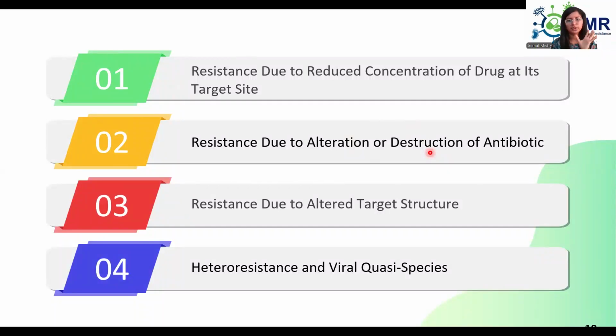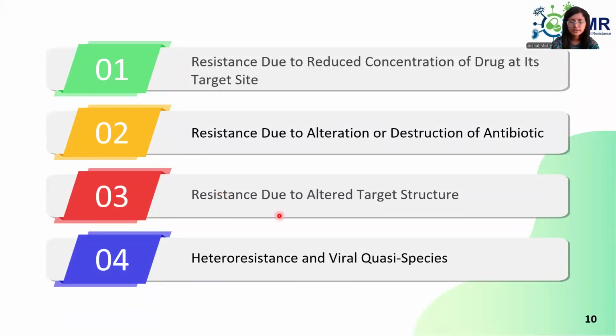So if they are mutated, then definitely enzymatic inactivation by this enzyme is done, and alternative drugs can be given in that case, like aminoglycoside-modifying enzymes or maybe esterification of macrolides. Third, that is resistance due to the altered target structure.